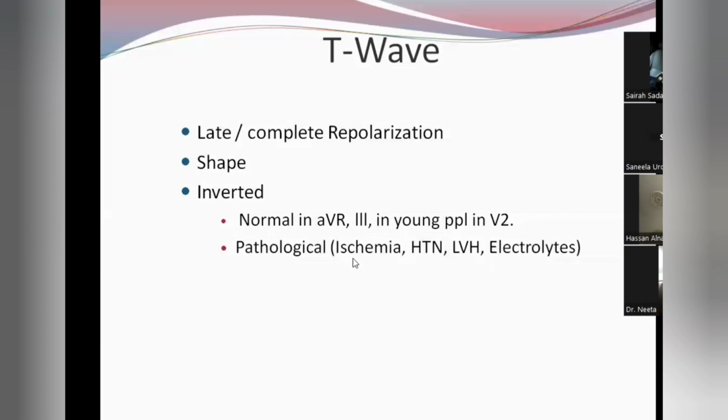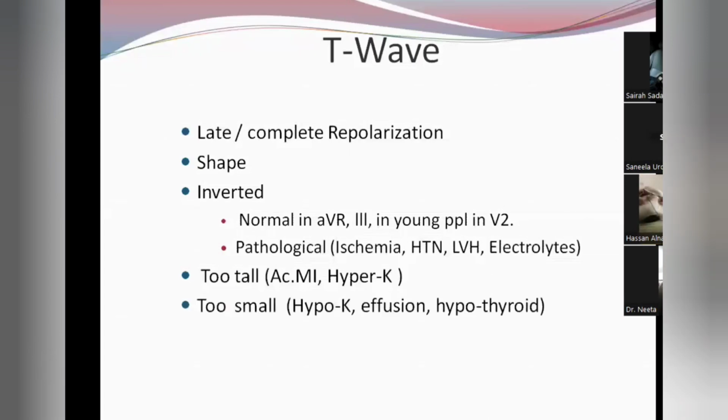And sometimes pathological T wave inversion can be seen in ischemia, hypertension, left ventricular hypertrophy, and again, the famous electrolyte imbalance. T wave can be too tall and T wave can be too small.